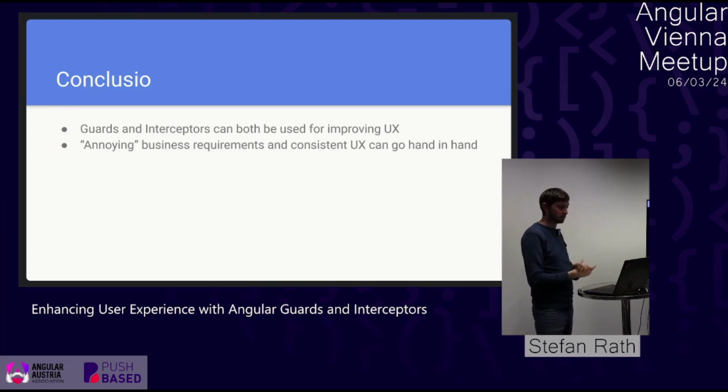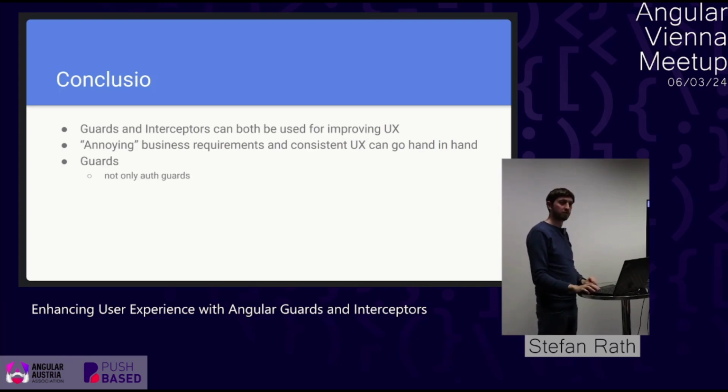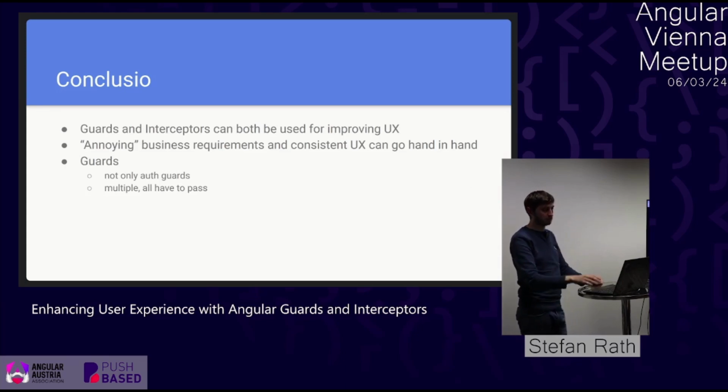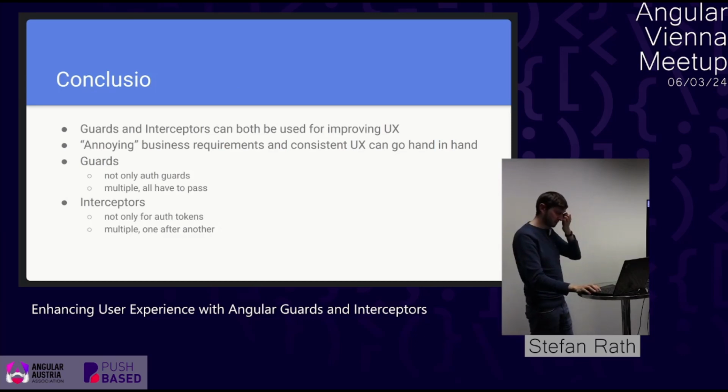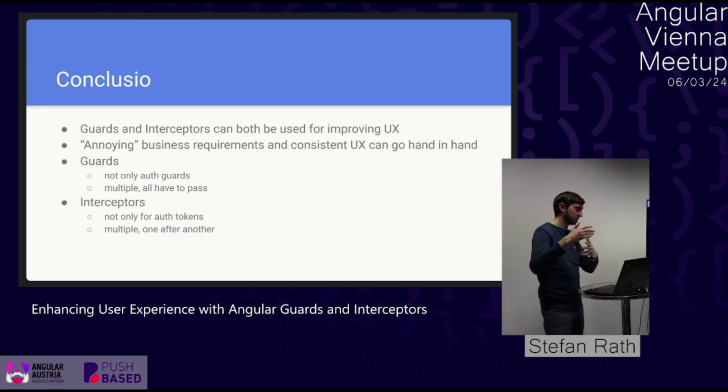Annoying business requirements can still be met with good and consistent UX. Such weird business requirements, as I said before, with the product link which should be visible, or the password policies. Guards are not only auth guards, as many articles on medium.com would suggest. You have multiple guards and all have to pass. If one fails, everything fails. And interceptors are not only for authentication and authorization tokens. And again, you can have multiples and one after another.